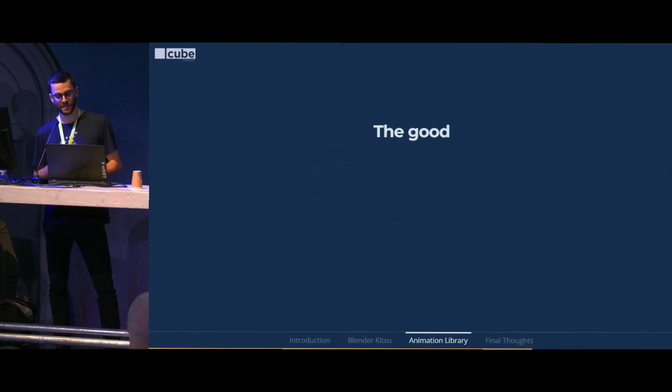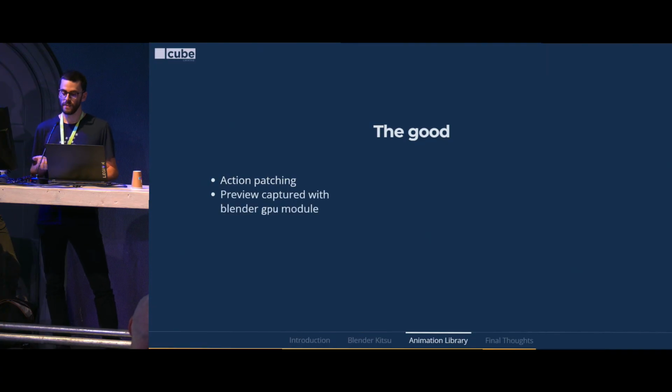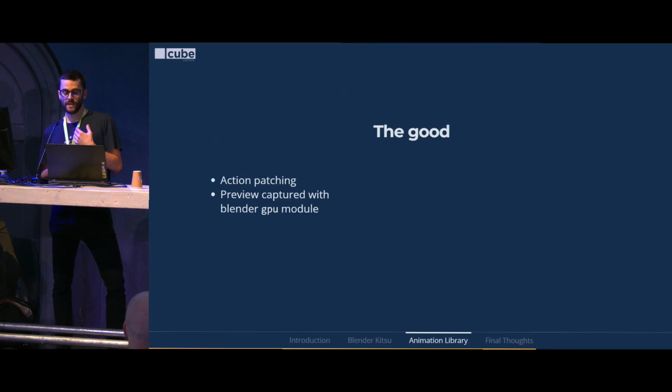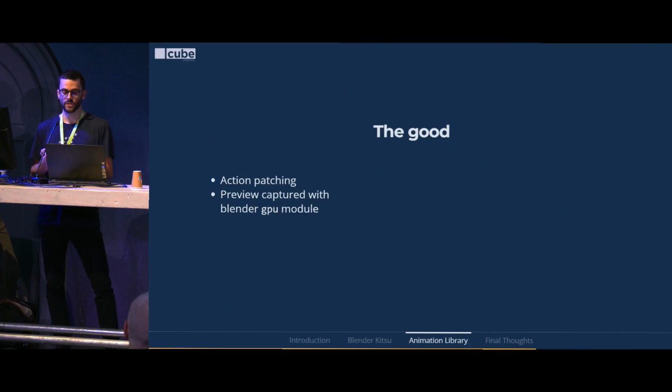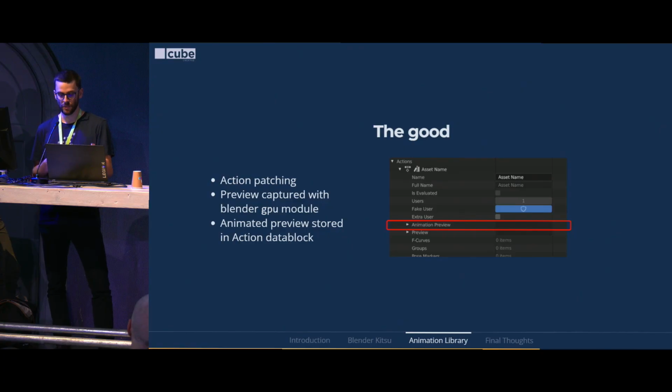The good thing is action patching was implemented without issues. Creating and storing the previews wasn't a big deal. We used Blender GPU module to capture each animation frame quickly. Then, as we tried to stick with the existing Blender data structure organization, we chose to store the animated preview within the action data block. However, displaying animated preview was trickier.